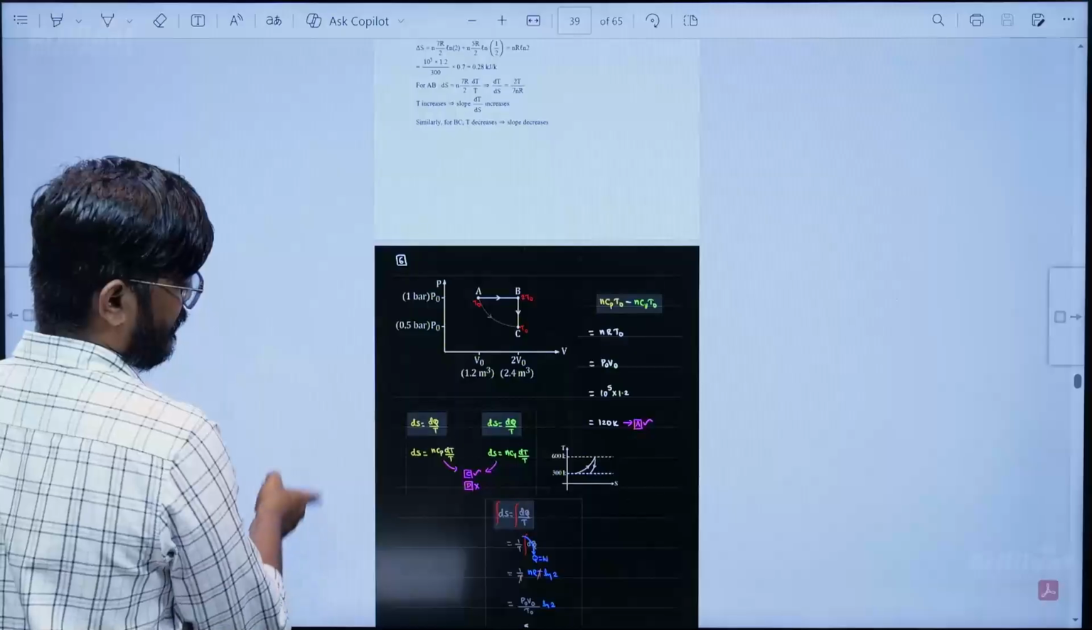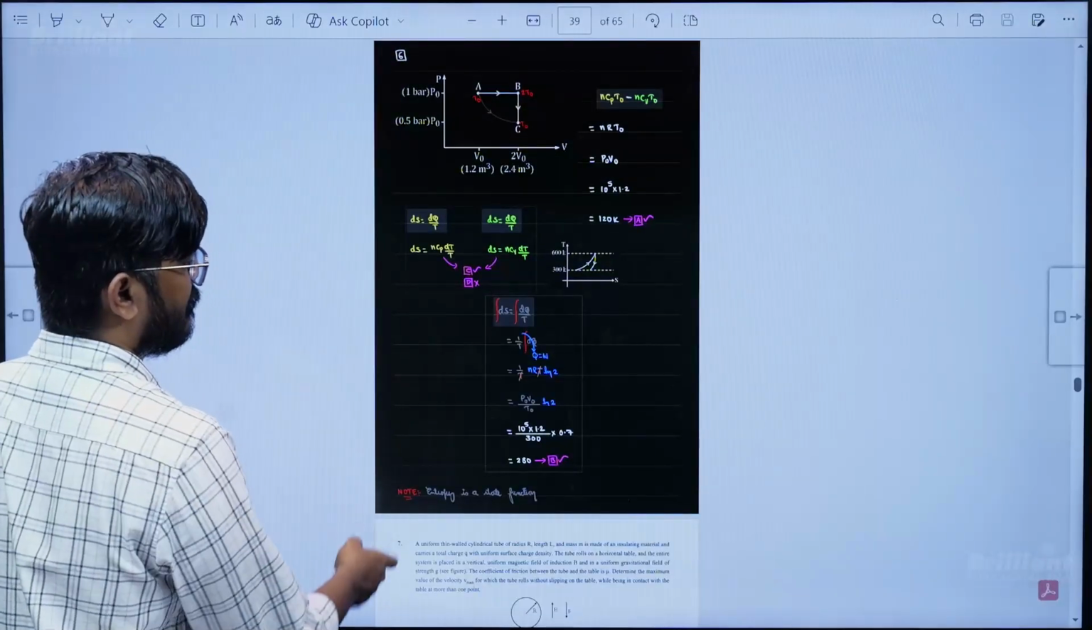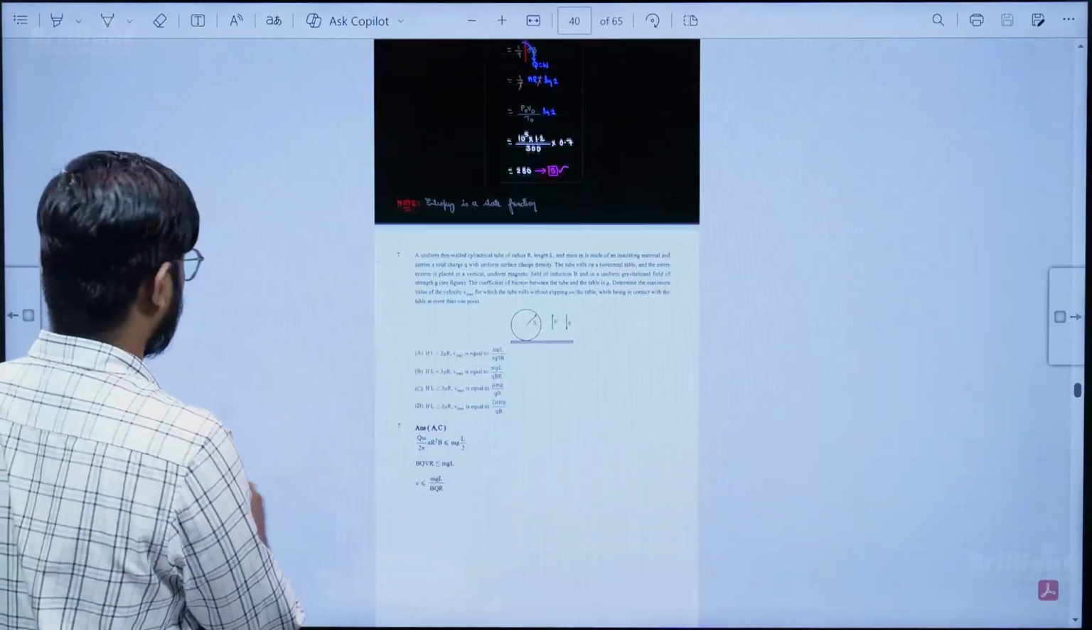In case you want, you can check, because it doesn't depend on the process, it just depends on the initial and final state.